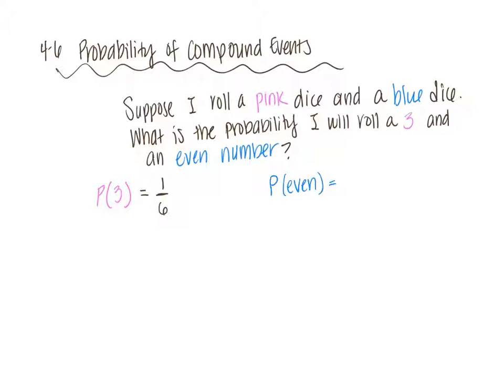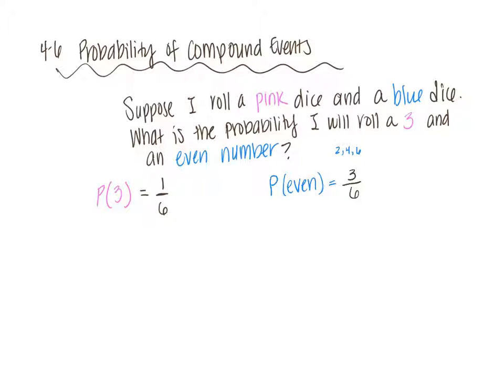And when I think about this, how many even numbers do I have? Well, I've got 2, 4, and 6. So there are 3 options that I could roll out of a total of 6 options on my dice.